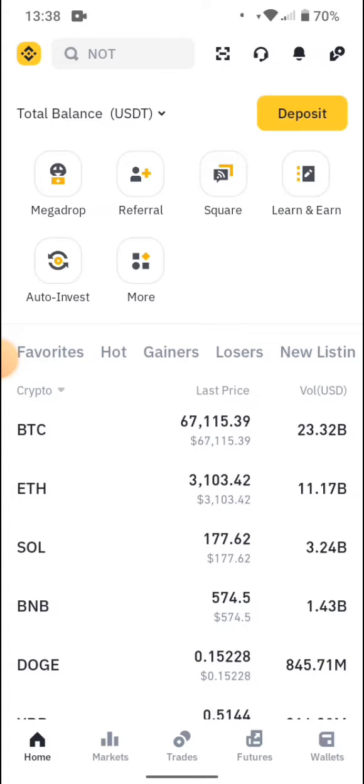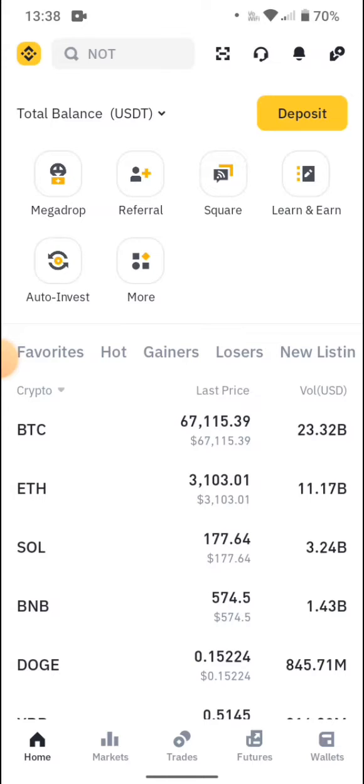The first thing you need to do is deposit money into your Binance account. When you deposit, it's going to arrive in your funding account. To deposit money, I have a video on that. You can check the Binance playlist.